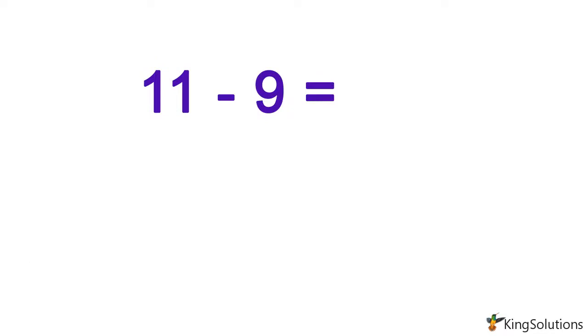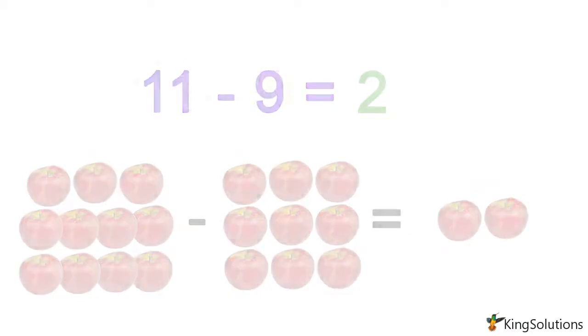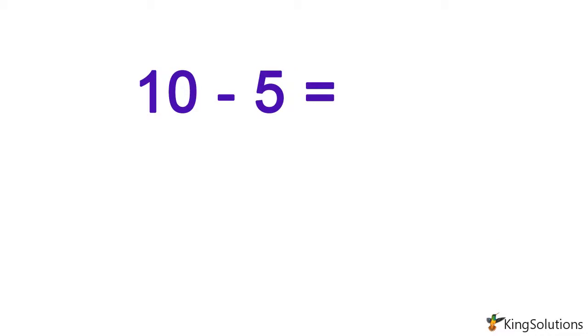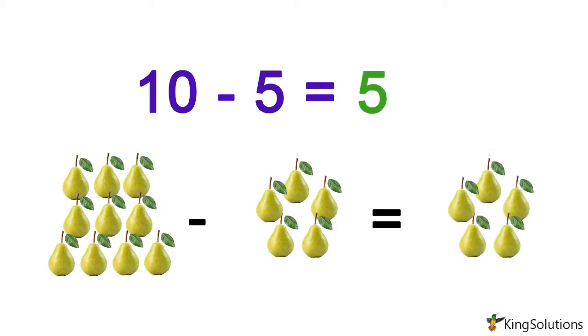11 minus 9 equals 2. 10 minus 5 equals 5.